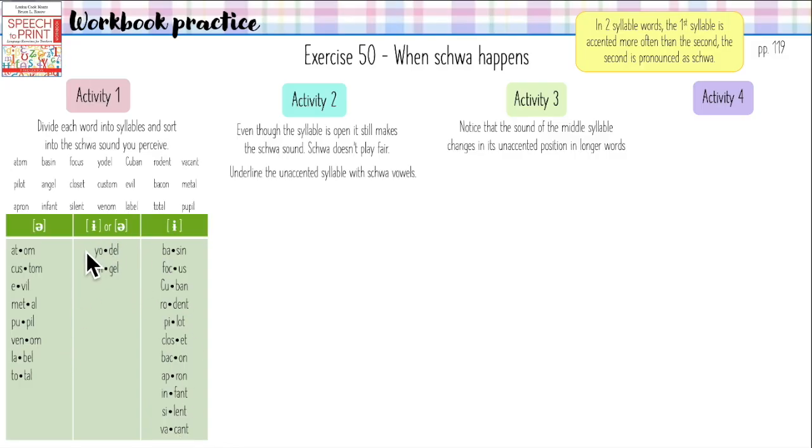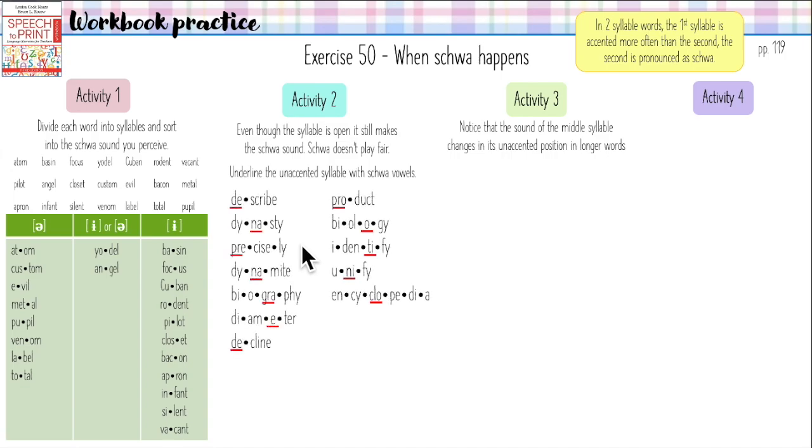Ask me if you have any questions about why certain things, if you can hear the difference between some of those schwas. So even though you might have an open syllable, you might still have the schwa sound occurring. This is why we joke around that schwa happens, because schwas don't play fair. So what you're going to do is activity 2, you're going to underline the unaccented syllable that the schwa does.